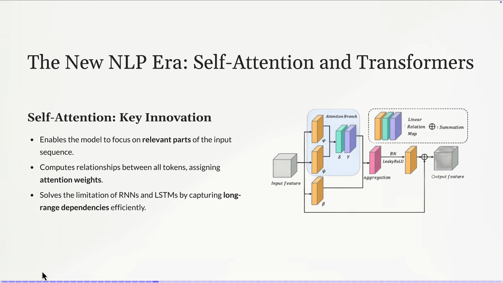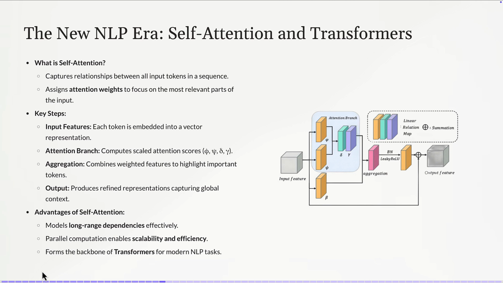So let's continue talking about the self-attention. As already mentioned, the self-attention captures the relation between all the tokens in an input sequence. So here we talk about long-term relationships and dependencies, and assign attention weights to focus on the most relevant parts of the input. The key steps: first, it takes input features, which is a vector representation of the text with the position. We will talk about all these details. Then we calculate attention scores, and finally make an aggregation to combine the weighted features and produce the output.